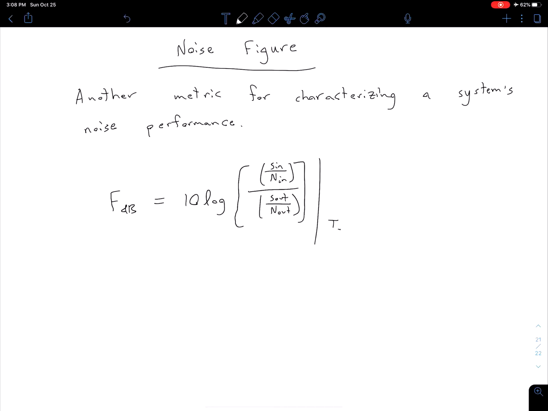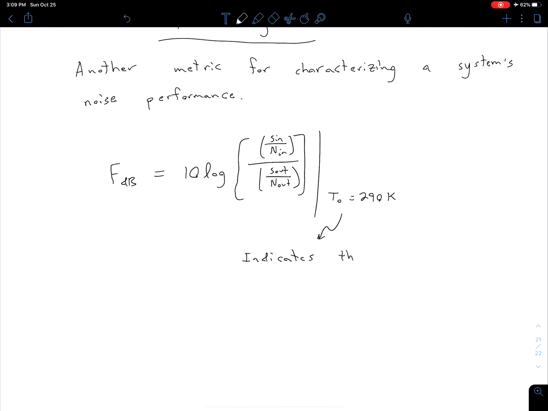We'll also need to specify a temperature. So typically that'll be 290K because that's roughly room temperature. And so what this T naught is doing is this indicates our input temperature of some source to the amplifier. So indicates the effective, the effective noise temperature to be more specific. So effective noise temp of source connected to our amplifier or to our system. So let me just say to our system to keep it more general.